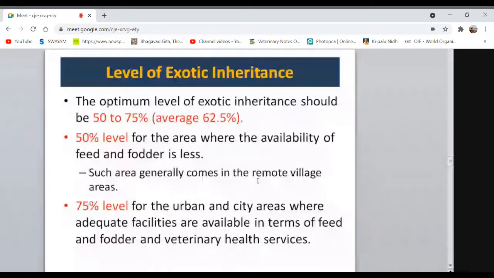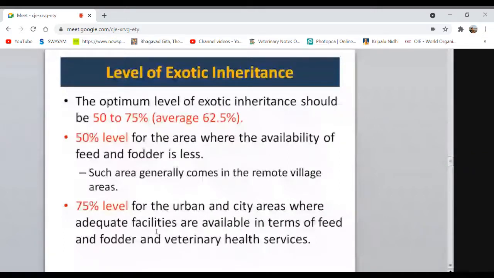Then up to 75% level of exotic inheritance, we can go in the urban and city areas where adequate facilities in terms of feed, fodder, veterinary health services and marketing facilities are available.